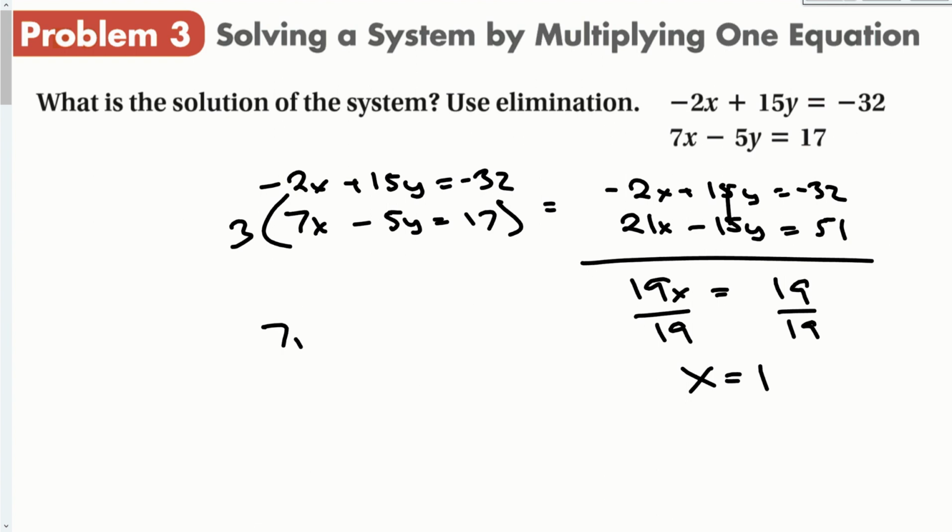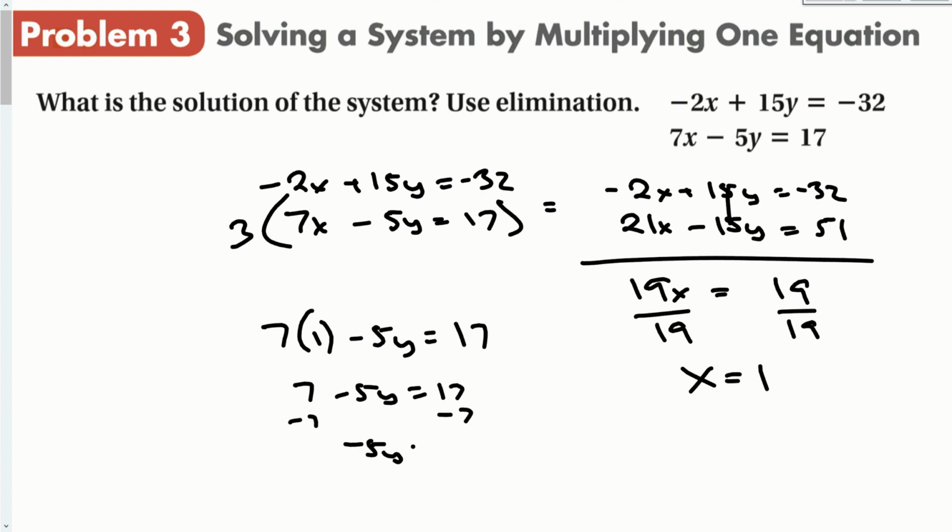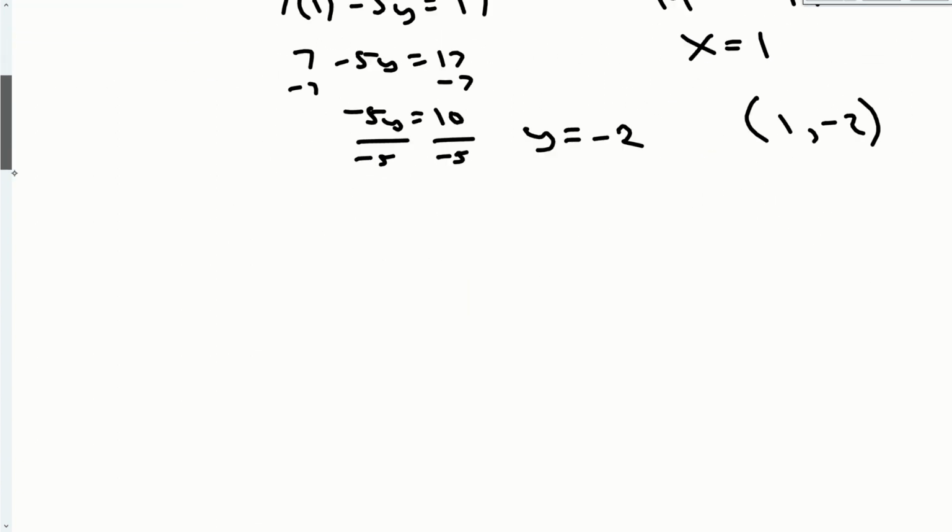So 7 times x, which is 1, minus 5y is equal to 17. So that's 7 minus 5y. Subtract the 7 from both sides. Negative 5y is equal to 10. Divide out the negative 5, and I get that y is equal to negative 2. So my answer is 1 comma negative 2. And 1 comma negative 2 is the point where these two lines intersect.